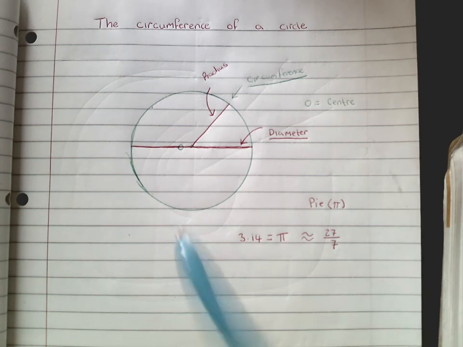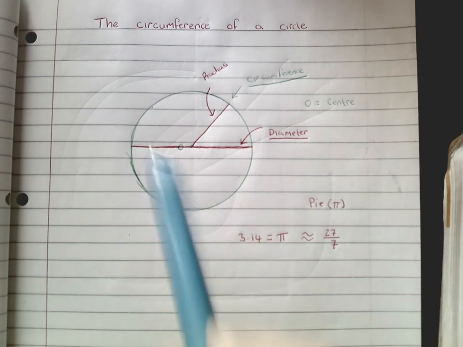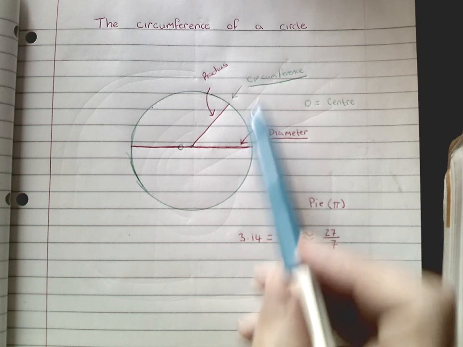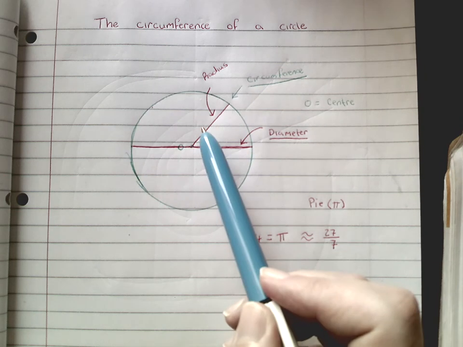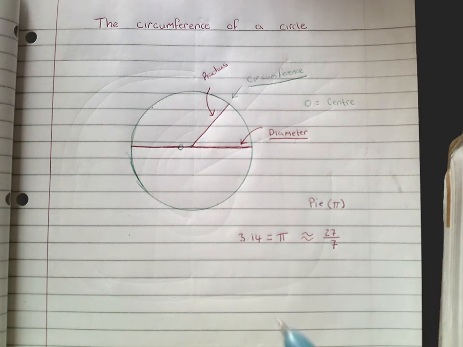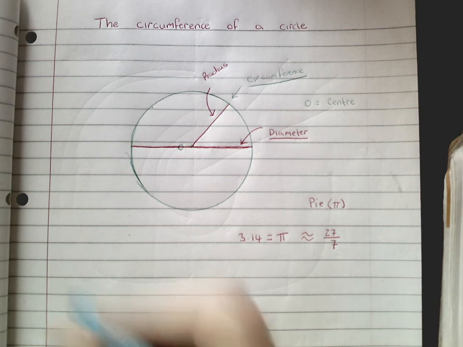Now in Junior Cert Maths, what you need to be able to do is calculate the circumference of a circle if they give you the radius. And how you do that, there are two formulas that we use to get the length of the circumference.